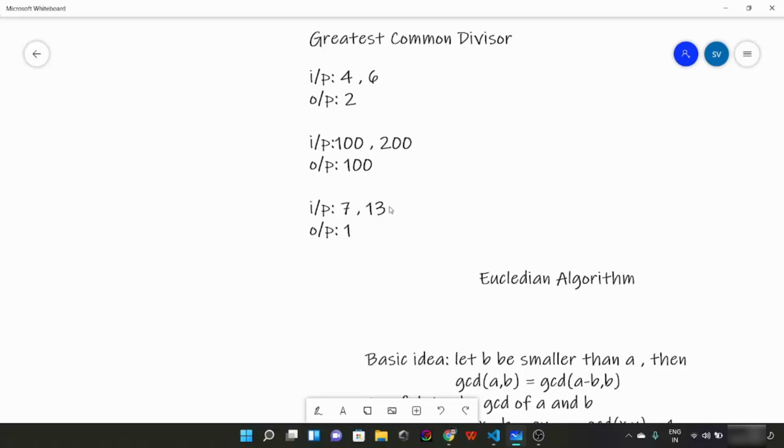Now let's talk about this example, 7 and 13. As you can see, both of these are prime numbers, so there would be only one number which would divide both of them. Hence the answer is going to be 1. Alright.